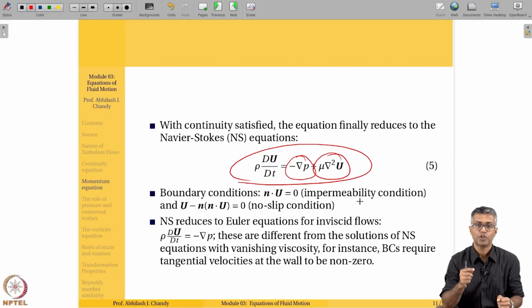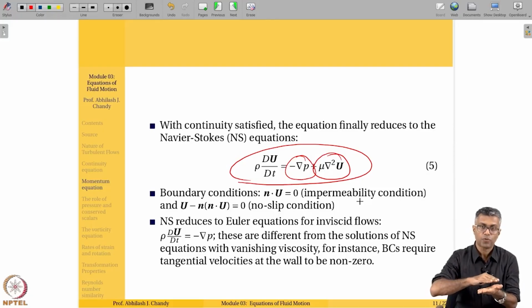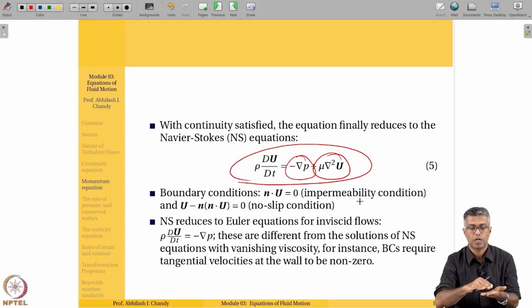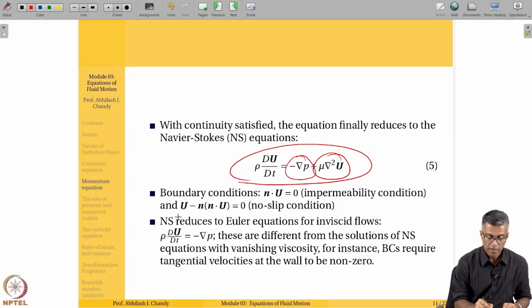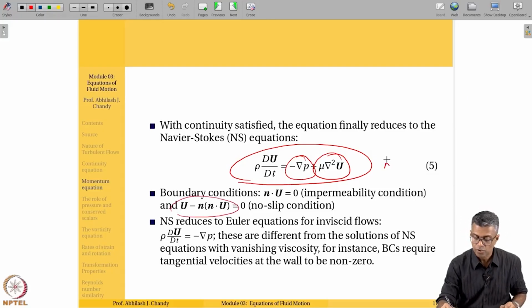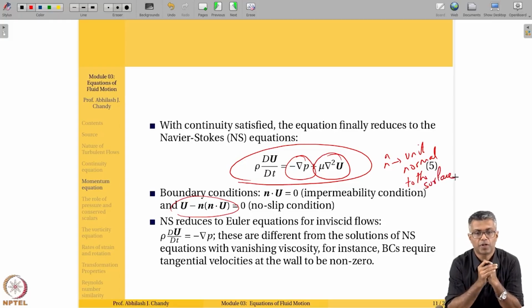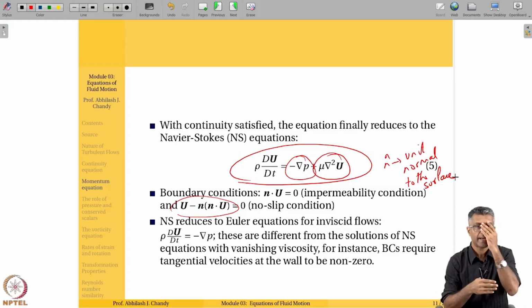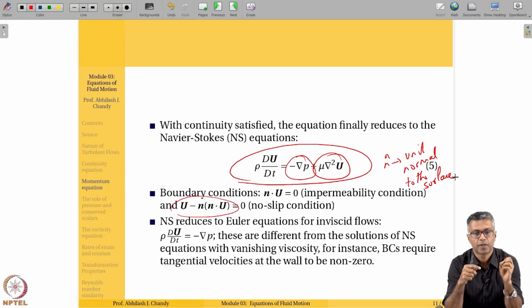And then you also have the no slip boundary condition, meaning the fluid velocity on a solid surface, on a stationary solid surface, is 0. It's a no slip. So fluid doesn't slip. So then what you have is u minus (n dot u) n. Remember, n is the unit normal to the surface. So that's the no slip boundary condition. Here you have the impermeability condition, as in nothing can penetrate through, and also the no slip boundary condition.